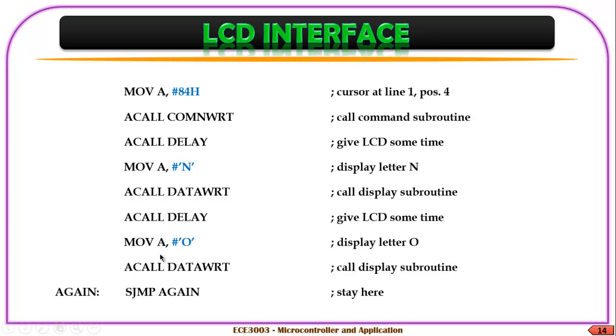And after which, move A comma hash 'O'. So that calls again a data write operation. So it will perform the data write operation, whatever you have given, and then it will come back to the original state. So when it comes back, it remains here itself. So after this, what it does is it simply waits by displaying the NO characters onto the LCD screen. So this is a program for displaying the two characters N and O onto the LCD screen.